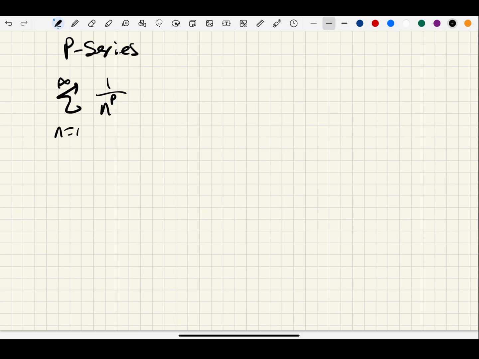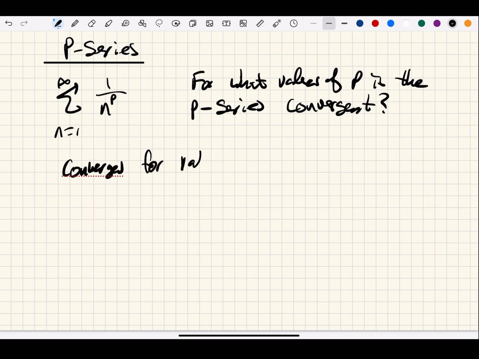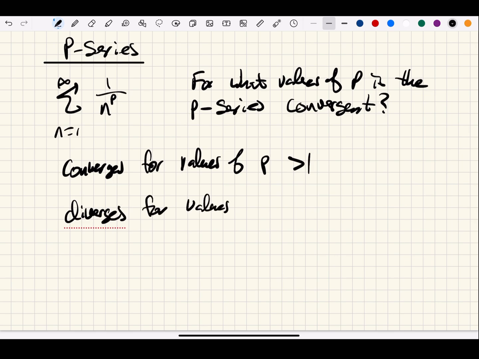Okay. So this is called a p-series. Anything in this form, we would call a p-series. Now this, you're going to use a lot. You use p-series a lot. So the question is, for what values of p is the p-series convergent? The p-series converges for values of p greater than 1. The p-series diverges for values of p less than or equal to 1.